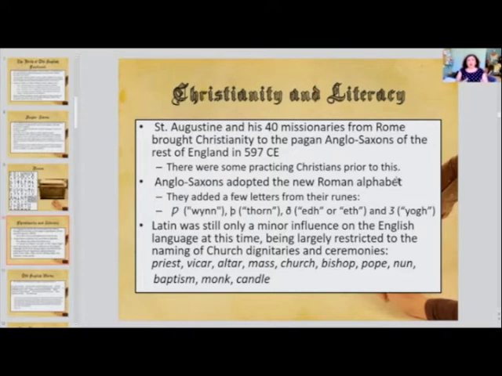And because of this, the Anglo-Saxons adopted the new Roman alphabet. They had to be able to communicate back and forth. But they did take some of their runes with them. So we get the wynn, the thorn, the eth, and the yogh.